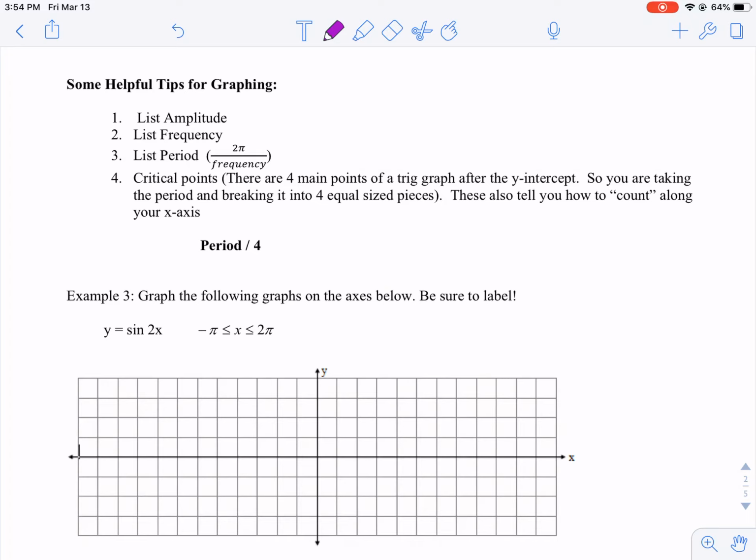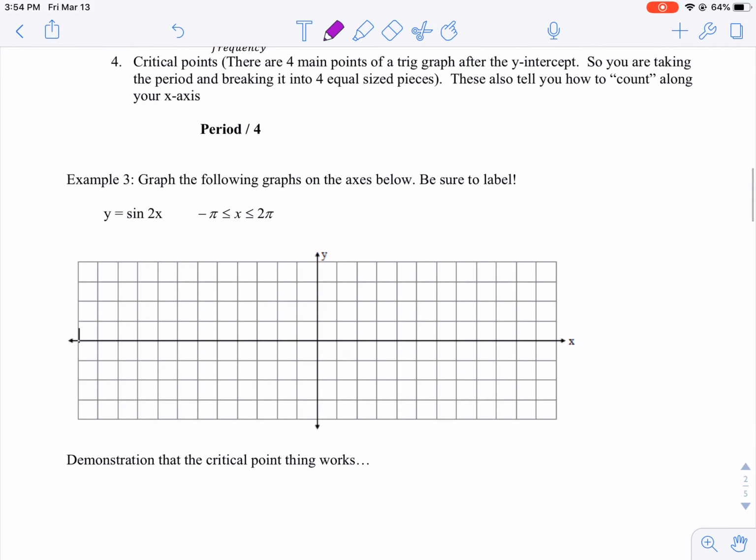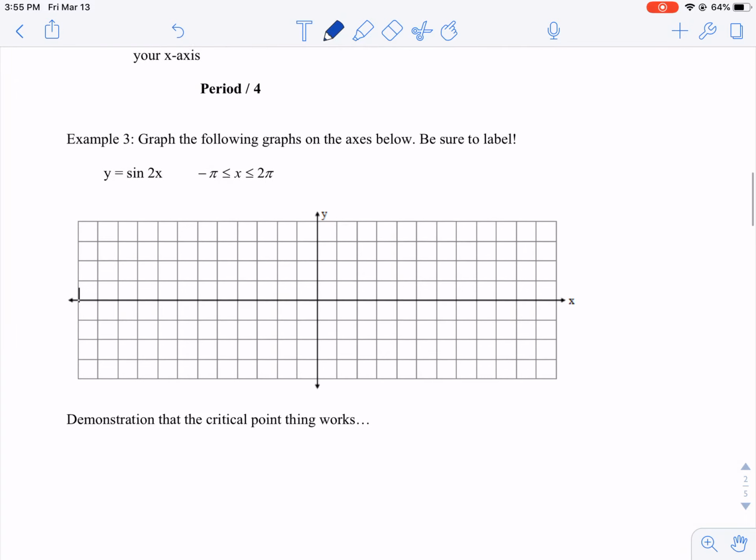I don't want you to get bogged down in points. I want you to totally rely on the pattern that sine and cosine takes. And then if we have time when you come back, hopefully somebody will show you how this works. But for right now, it's pattern based, okay? But to find your critical points, what you're doing is you're taking your period, which is how long it takes to complete one cycle, and breaking it into 4 equal parts so that you can line up with the quadrantal angles, which there are 4 of. All right, so hopefully you'll catch on.